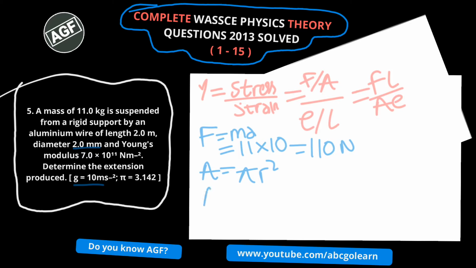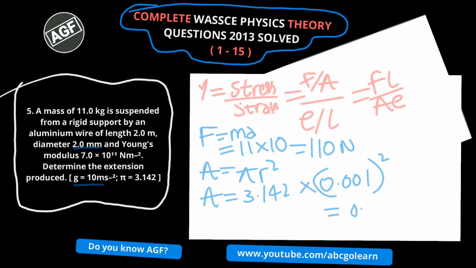So that means our area now would be pi r square. Pi equals 3.142. You can't forget that. Now the radius, if you convert 1 millimeter to meters, you would have 0.001. So you would square that. And if you punch your calculator, you get the area.